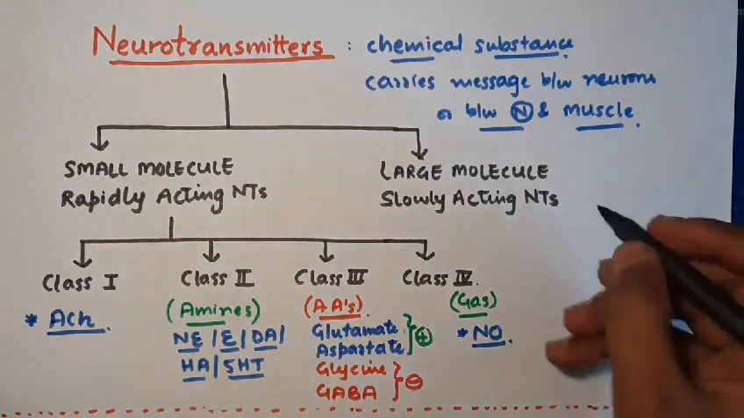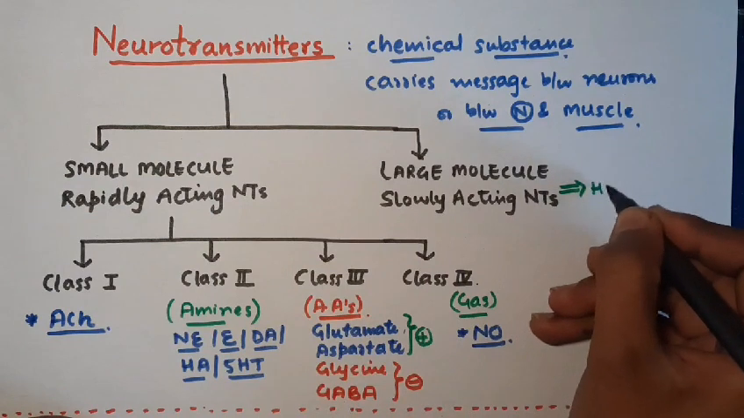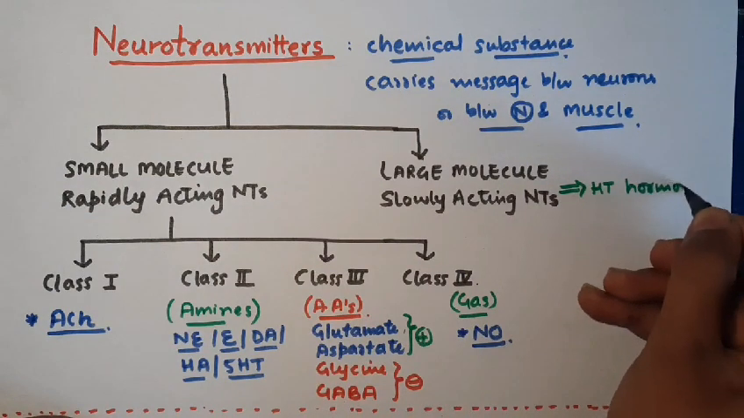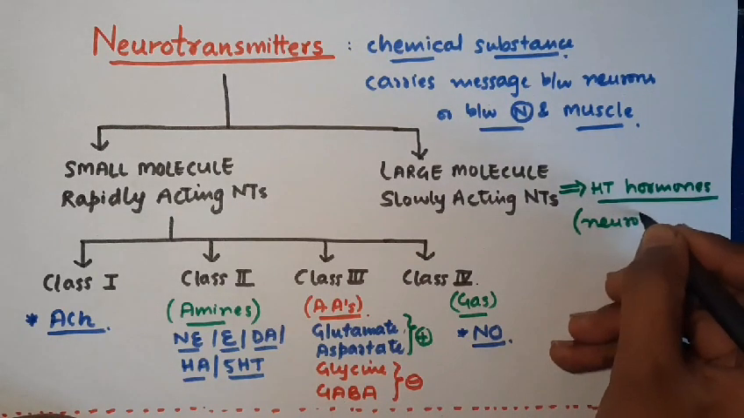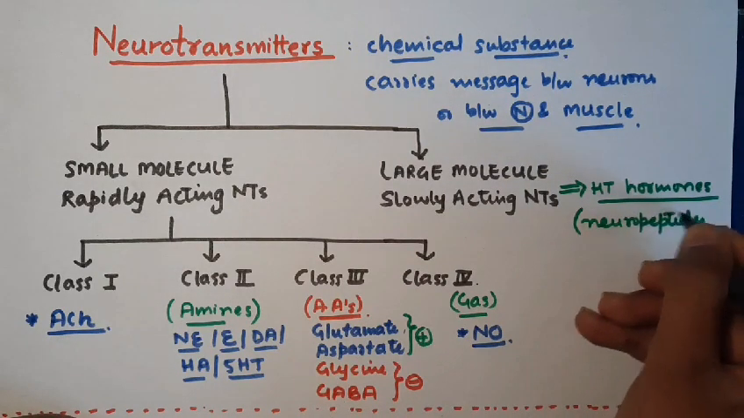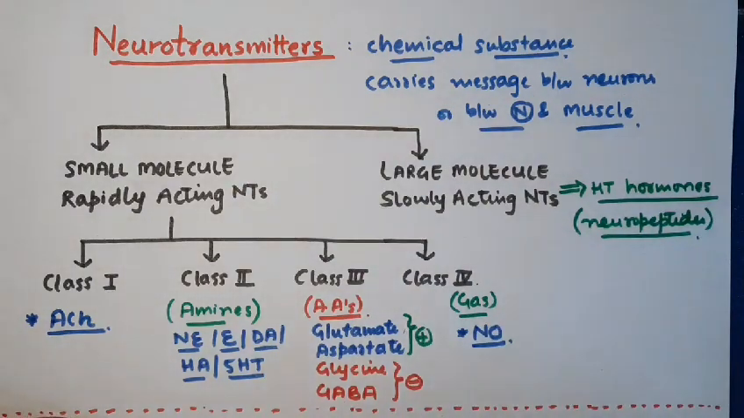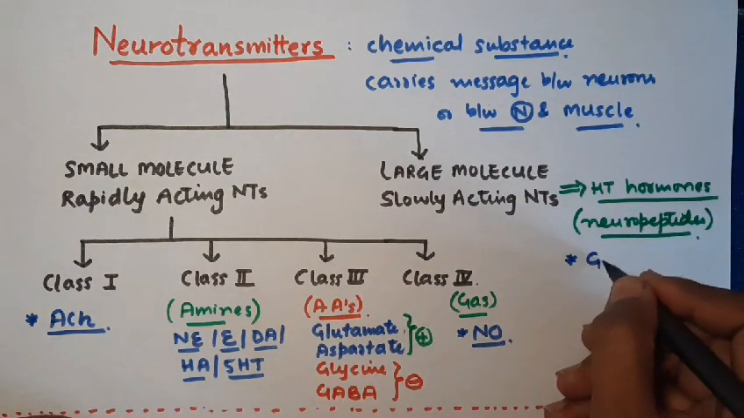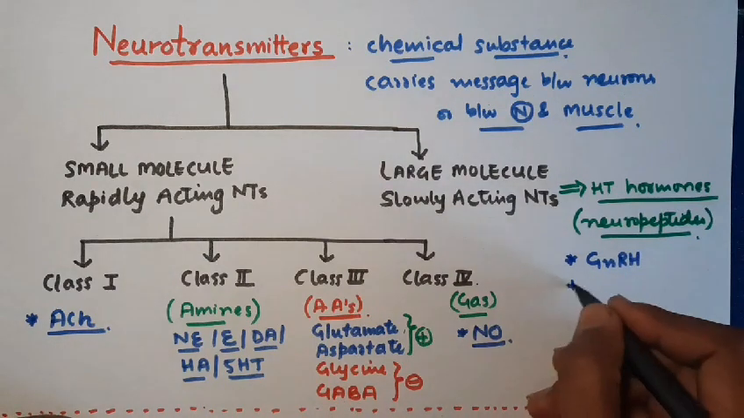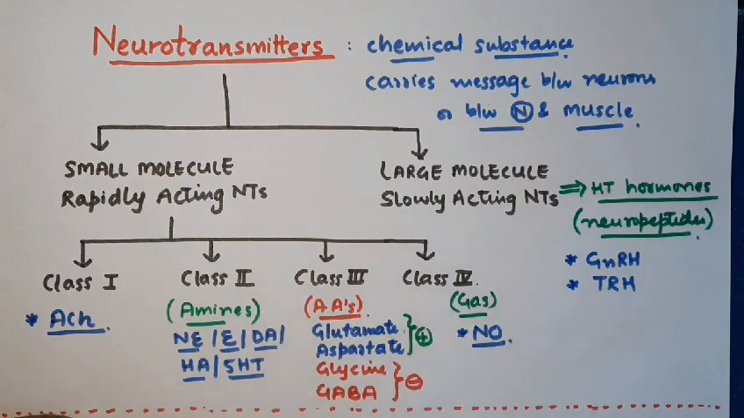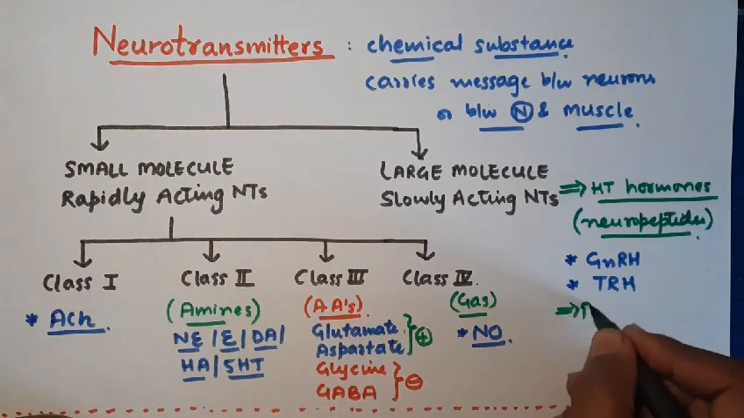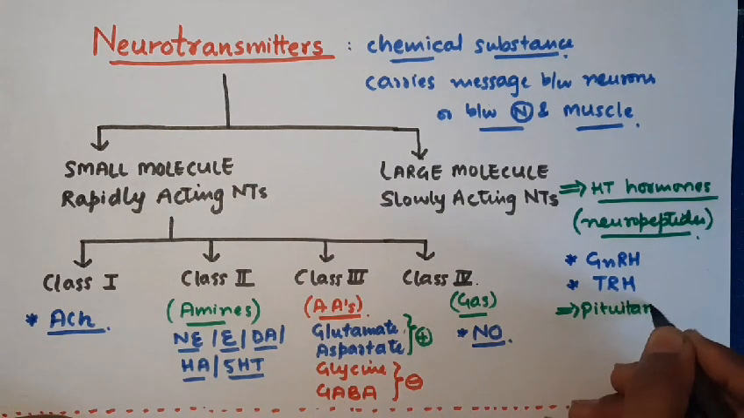Now, large molecule slowly acting neurotransmitters are basically hormones which are derived from the hypothalamus and pituitary. First let us discuss hypothalamic hormones. These are also called neuropeptides. It includes hormones such as GnRH. GnRH is released from the hypothalamus and it can act both as a hormone and as a neurotransmitter. Similarly, TRH.